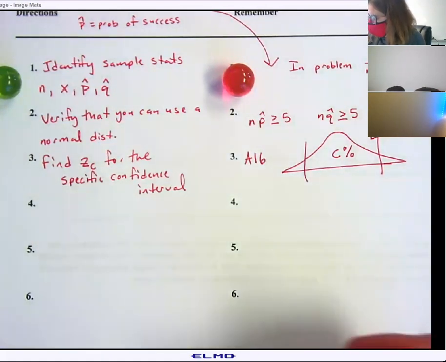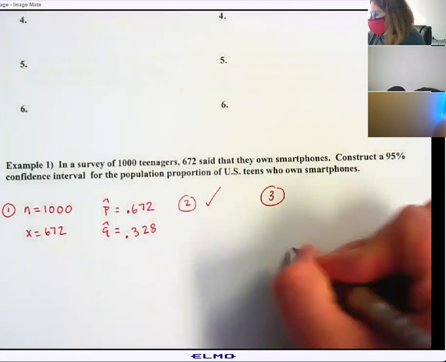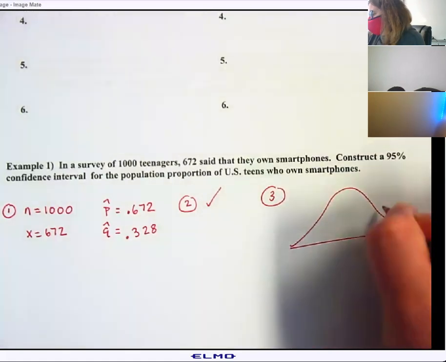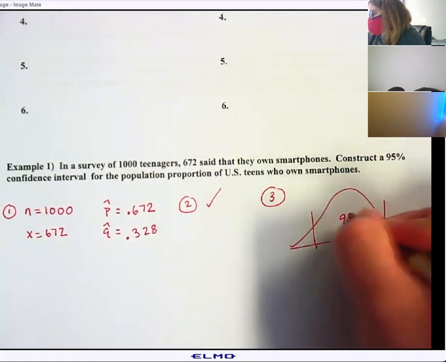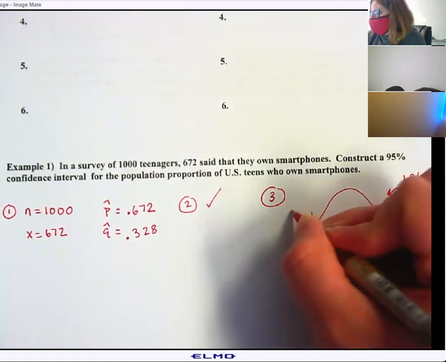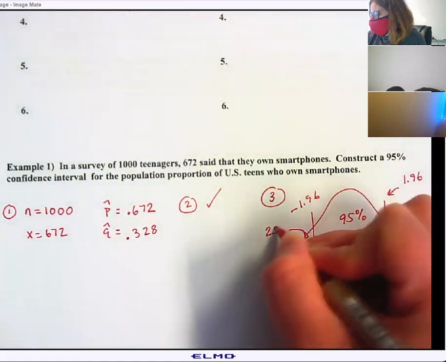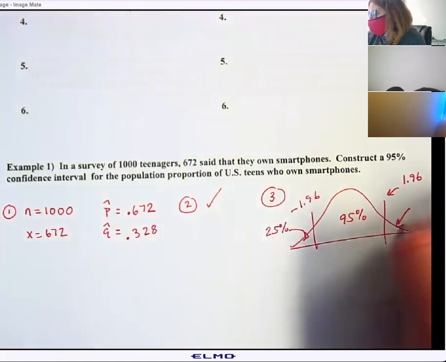All right, so I'm going to write down for step 3 down here. I'm going to make a little picture really quick just to remind us that that would be 95% on the inside and that this number would be 1.96. Over here is negative 1.96. This is 2.5% and this is also 2.5%.